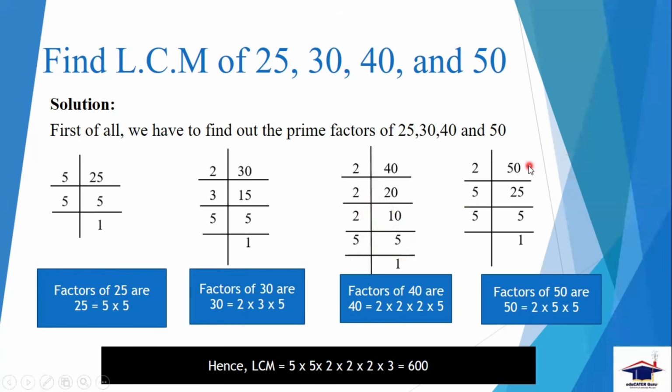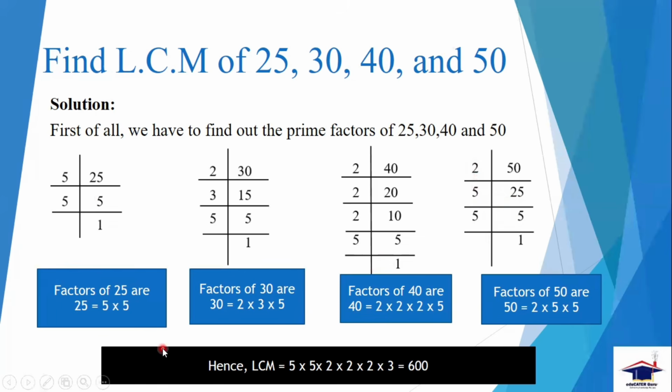Then 50. 50 is divisible by 2. So 2 25s are 50. Then 25 is not divisible by 3, 2 or 4. Next we have to consider only 5. 5 5s are 25. Then 5 1s are 5. Hence the factors of 50 are 2 into 5 into 5.